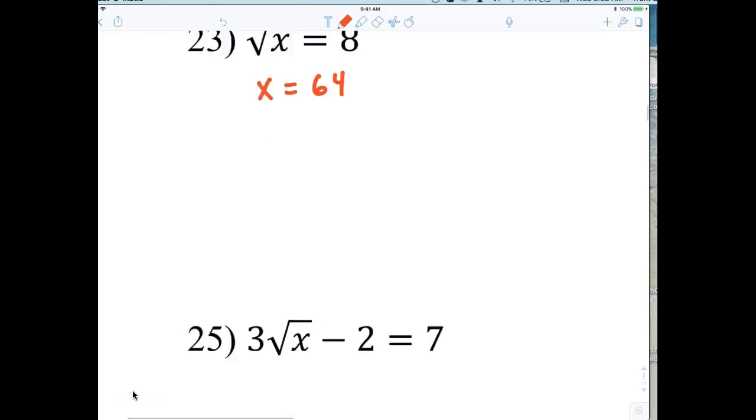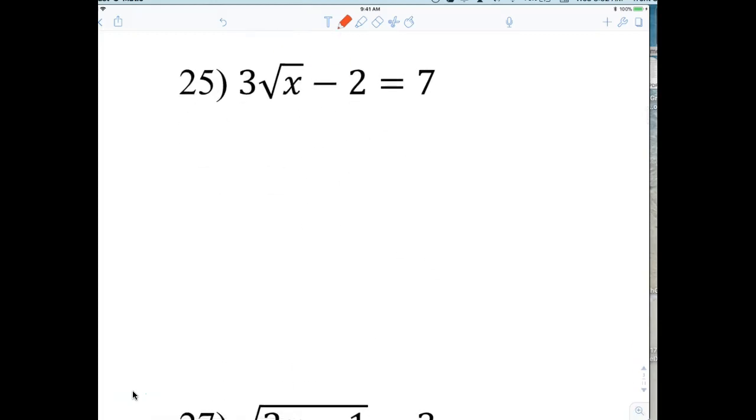All right, 25. 3 radical x equals 9. Radical x equals 3. X is back to 9. Now that's how I would hope you would be able to see it. First of all, you're isolating the radical. And you're just doing the opposite or the inverse of each operation. So you're undoing subtraction, so you added. You're undoing multiplication, so you divided. Then you're undoing a radical, so you squared. Do you have any issues with that? Michael, you with me?